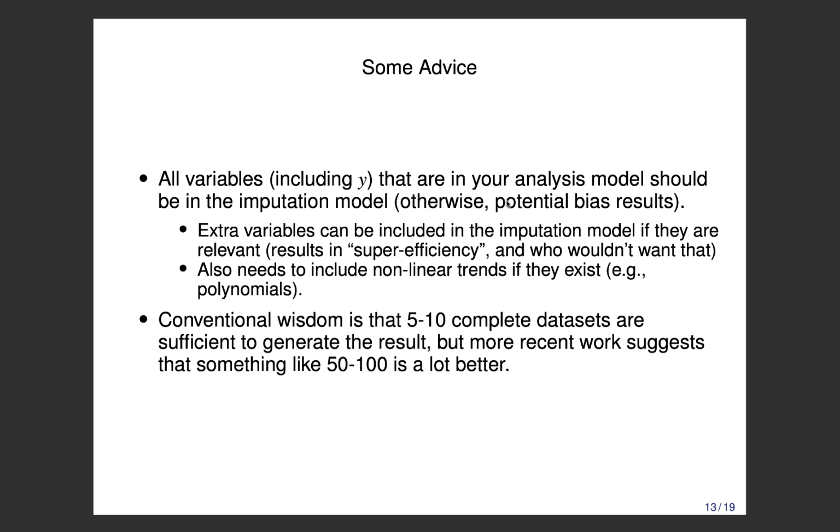And the conventional wisdom is that 5 to 10 complete data sets are usually sufficient to generate a result. More recent work suggests something like 50 to 100 is a lot better, though. And the real important point here is that we only should have to do the imputation once, right? We generate one set of imputations, and then our model building exercise proceeds after that. So we don't have to redo the imputation model for every model that we run trying to predict y.